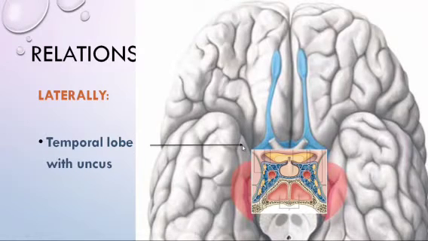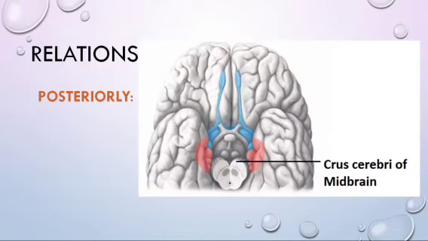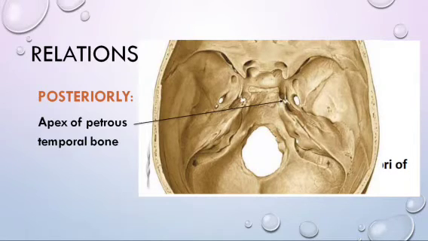Laterally it is related to, as I already said, the temporal lobe. It is the uncus of the temporal lobe. Okay. So clear? Now come to the posterior relation. Posterior is related to the crus cerebri of the midbrain. Other than this, it is also related to the apex of the petrous part of the temporal bone. So now clear about the relations, any doubt? So it has superior relation, inferior relation, posterior relation, lateral relation and medial relation.